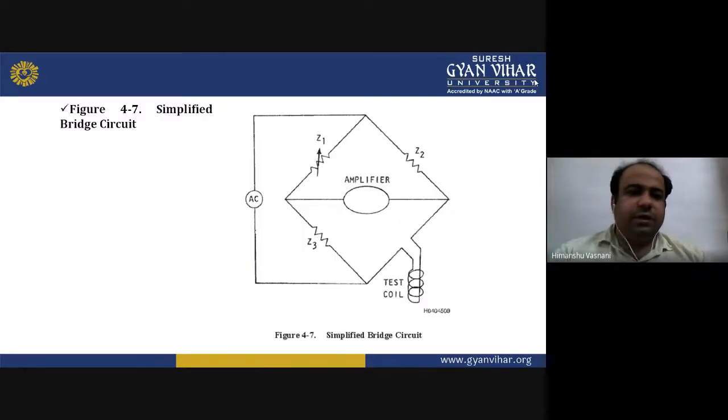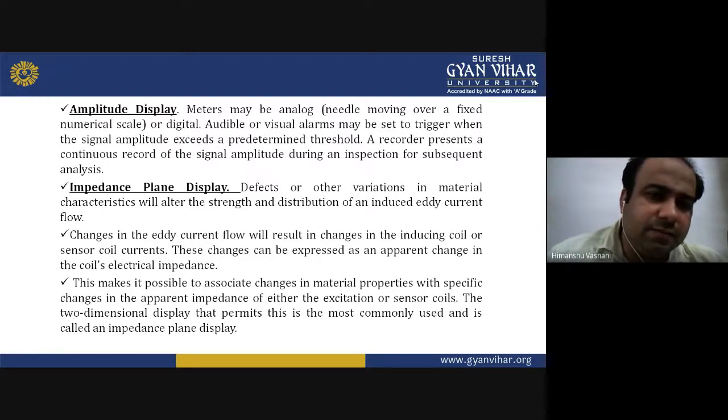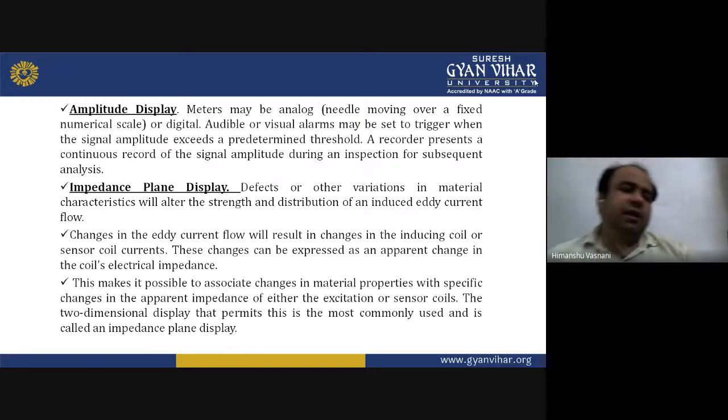This was the diagram I showed you in the previous slide also. This is a simplified circuit, for information. Now, amplitude display. Meters may be analog or digital; we have seen these in our labs also. Audible or visual alarms may be set to trigger when the signal amplitude exceeds a predetermined threshold. A recorder presents a continuous record of the signal amplitude during the inspection for subsequent analysis.